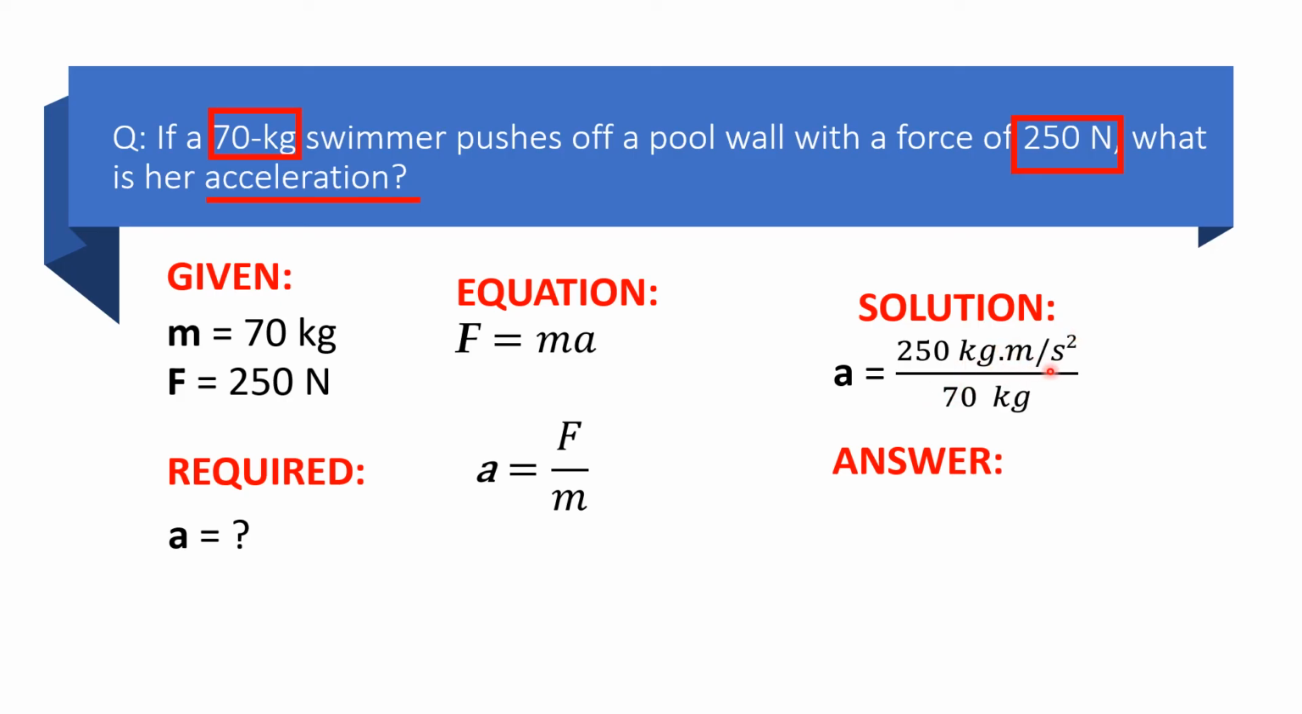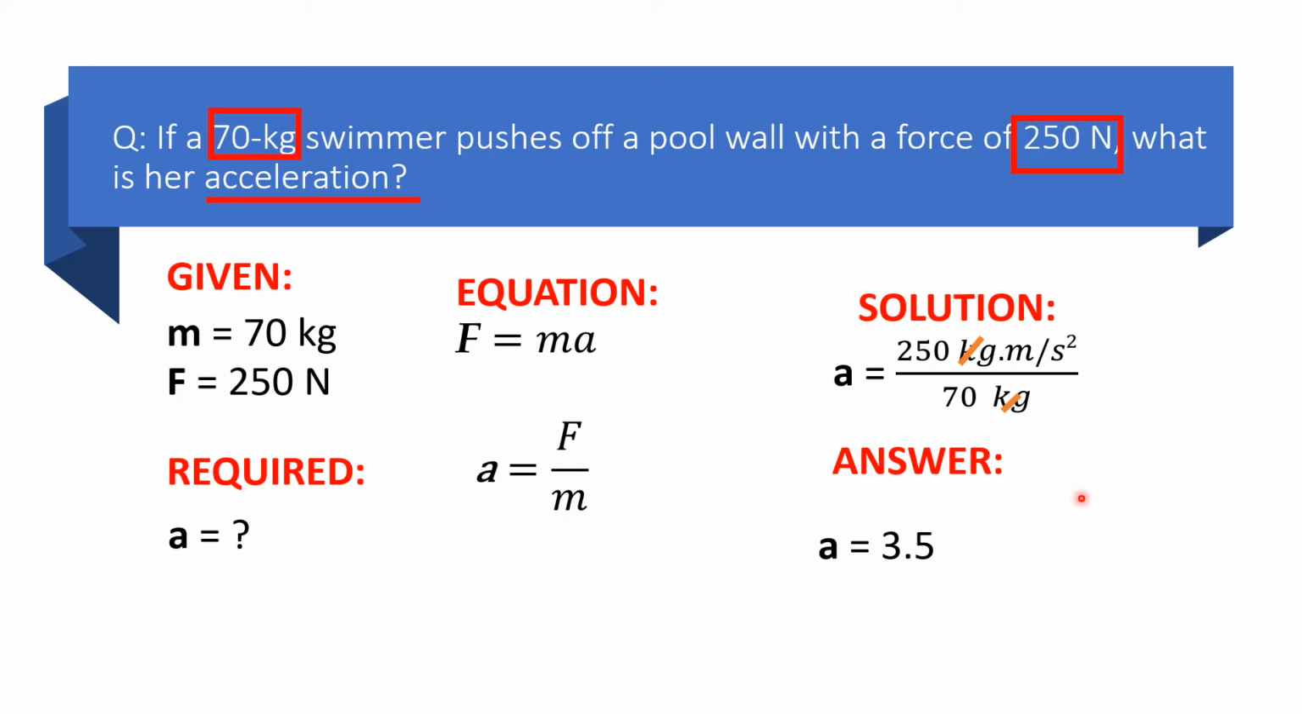So, bakit ito sinulat ko? Alam nyo na. And dividing 70 kg. So, para makancel natin yung kg. And we see that the remaining unit is meter per second squared, which is unit for acceleration. Dun pa lang ma-check mo na kung tama ka.